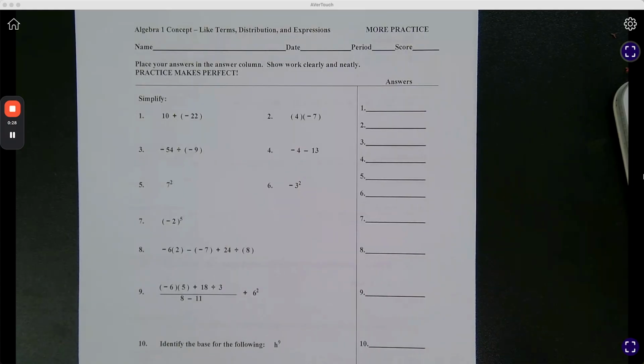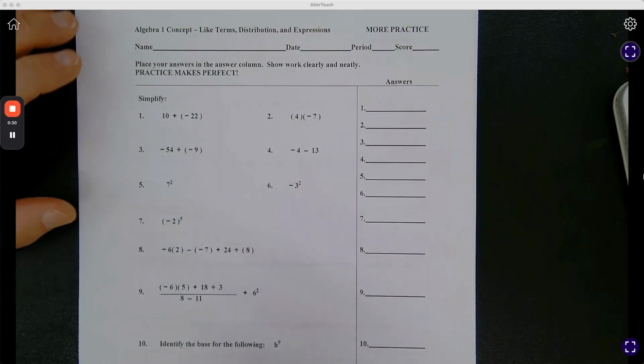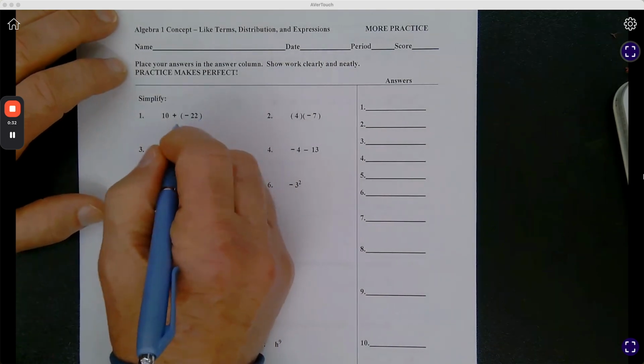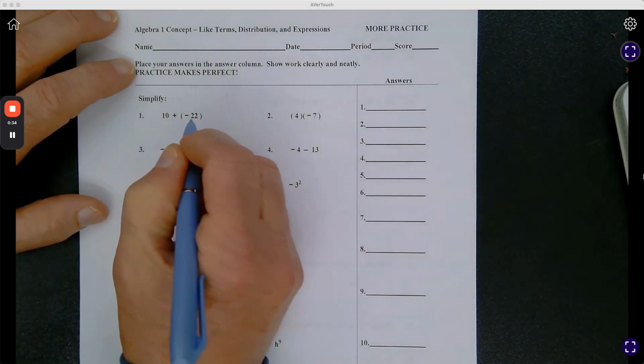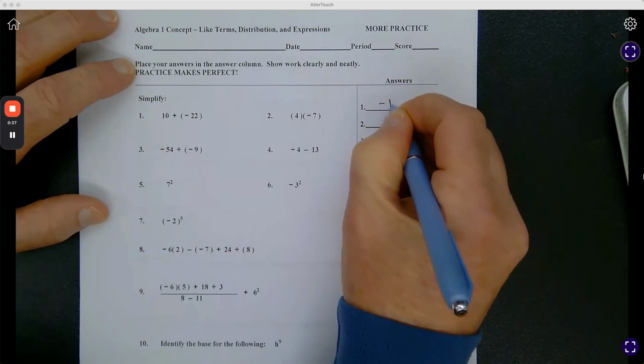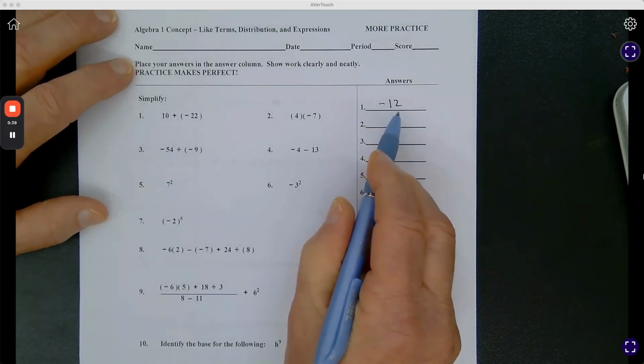All right, let's dig in. I have plus 20, and I'm adding to that negative 22. So what I notice is that I have 10 positives and 22 negatives. So when I combine them, I have 12 more negatives than positives.